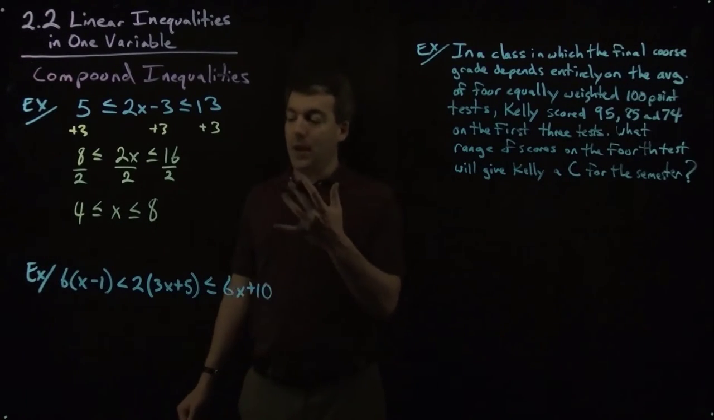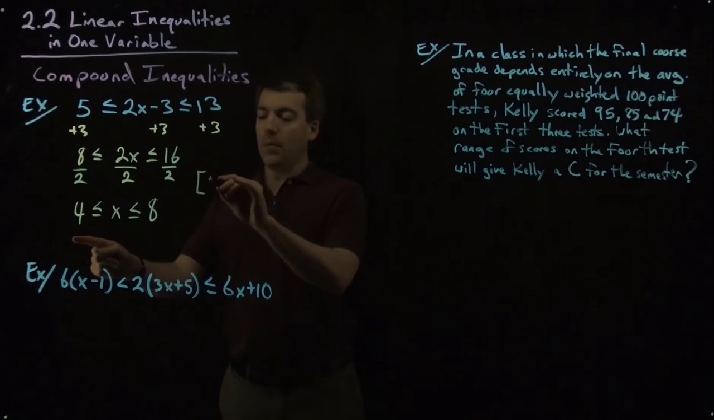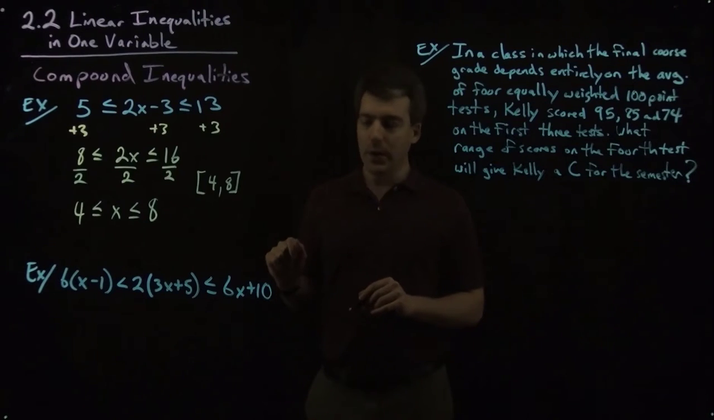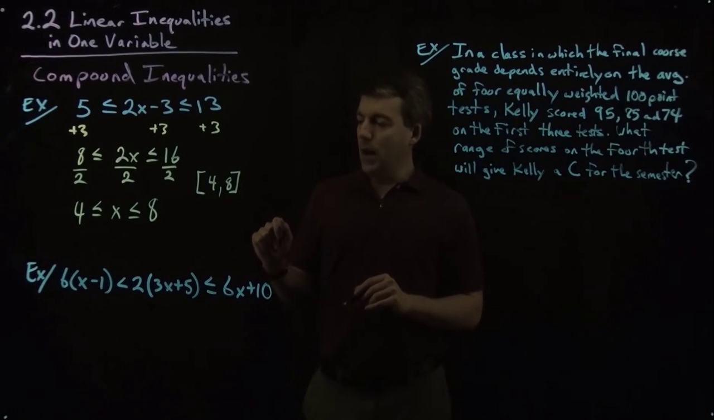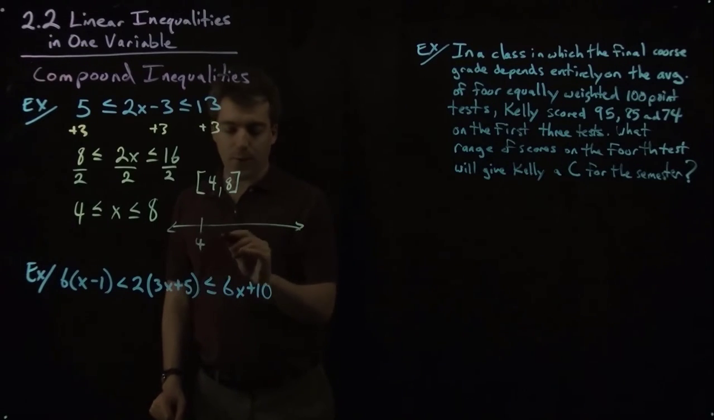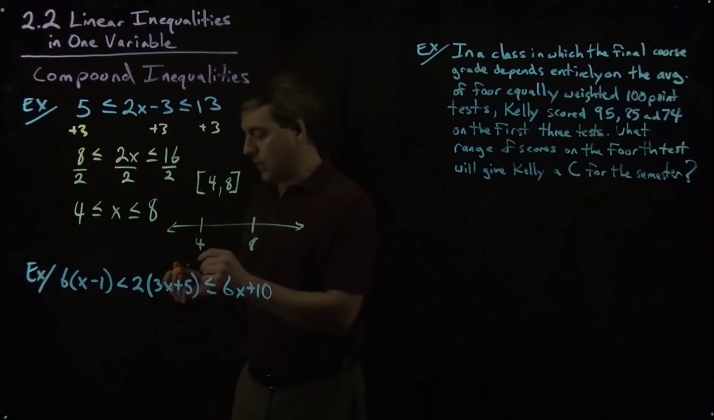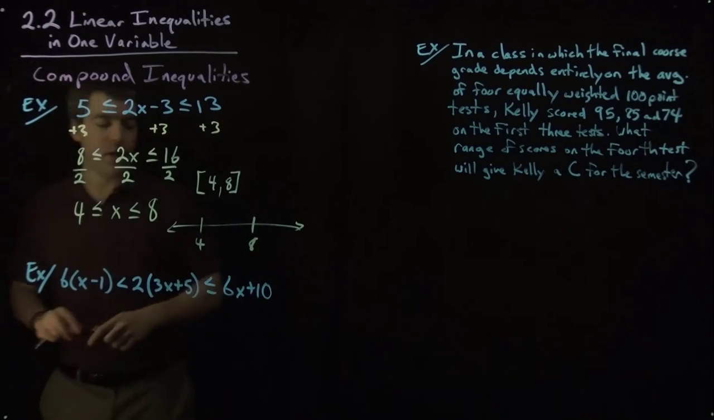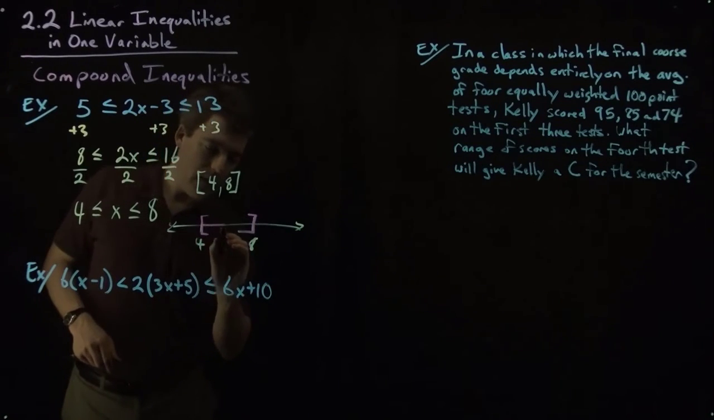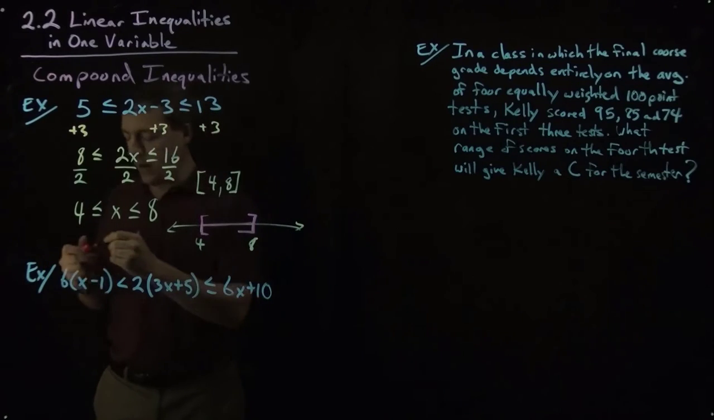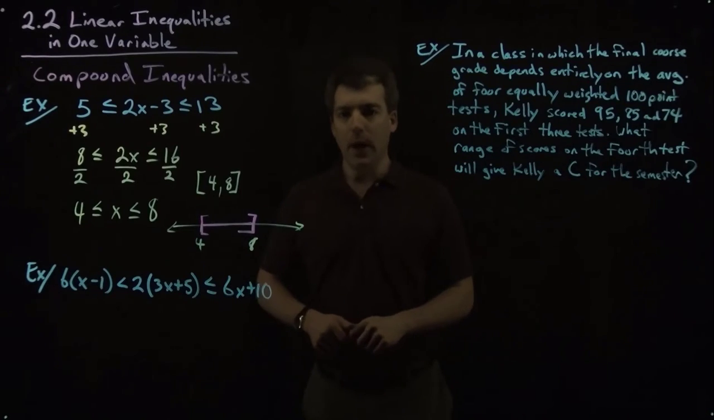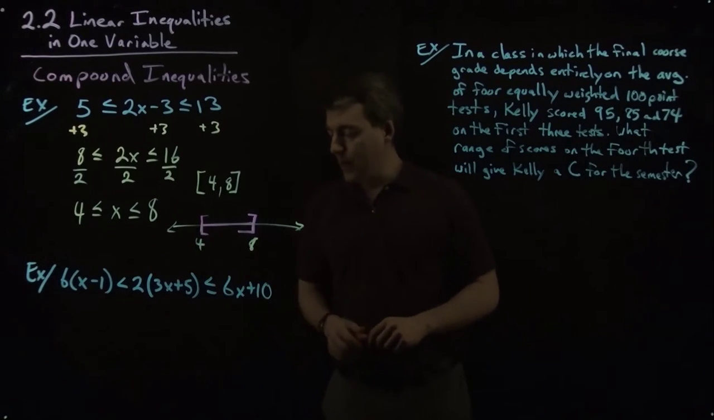We can represent that with an interval, 4, 8, always the smaller number before the larger one. And then also we can represent this on a number line. So here's 4, here's 8, and we want to use brackets. There you go. And highlight the area in between. Okay.